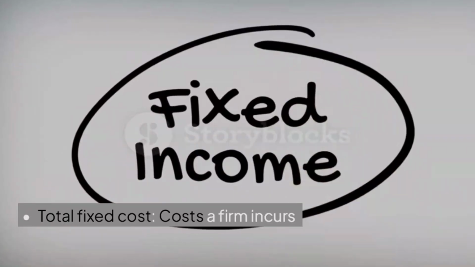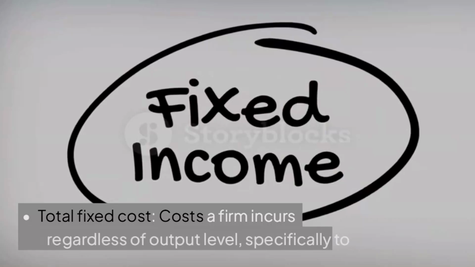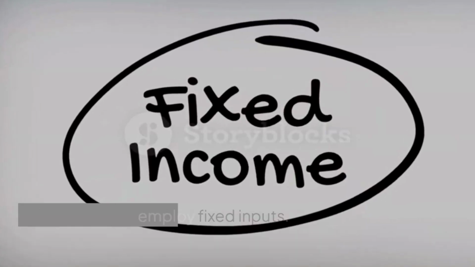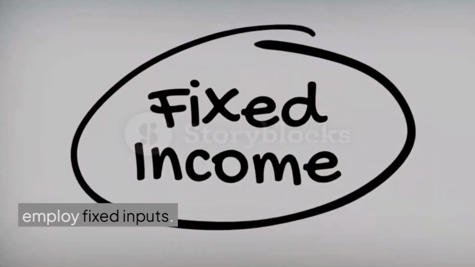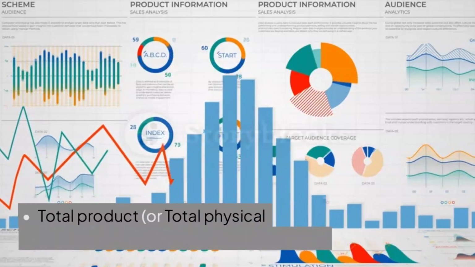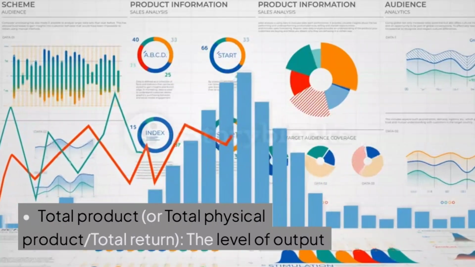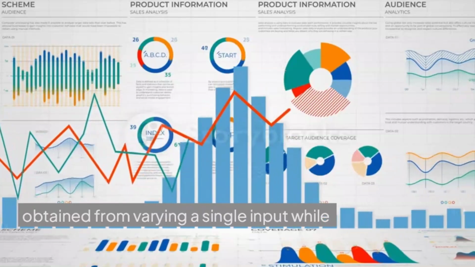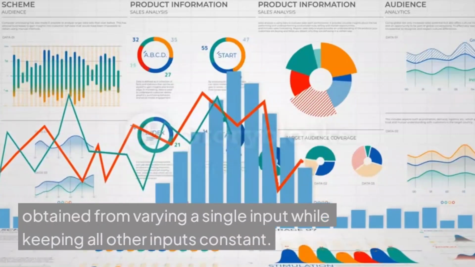Total fixed cost. Costs a firm incurs regardless of output level, specifically to employ fixed inputs. Total variable cost. Costs a firm incurs specifically to employ variable inputs. Total product, or total physical product, total return. The level of output obtained from varying a single input while keeping all other inputs constant.